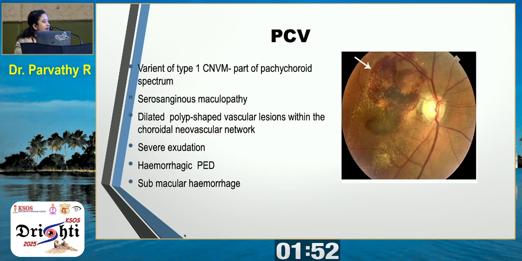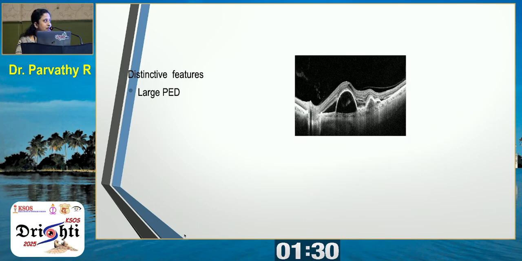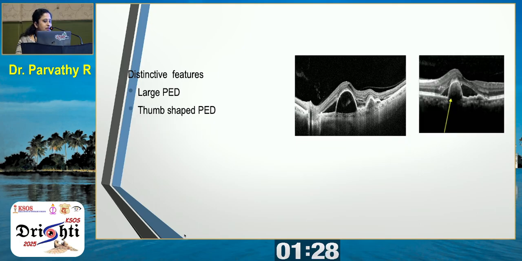Next is PCV. It is considered to be a variant of type 1 CNVM and is a part of the pachychoroid spectrum of disease, characterized by presence of serous polyps, presence of dilated polyps, severe exudation, serosanguinous maculopathy, and hemorrhagic PEDs. And there are some OCT features which are distinctive for PCV, and they include large PEDs, thumb-shaped PEDs.